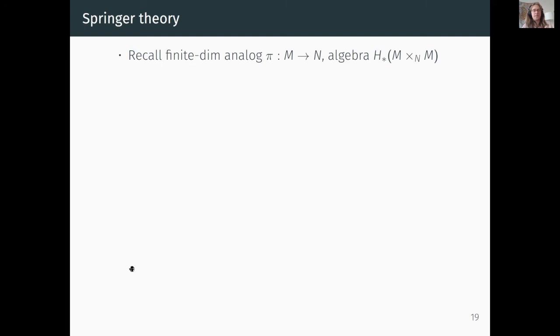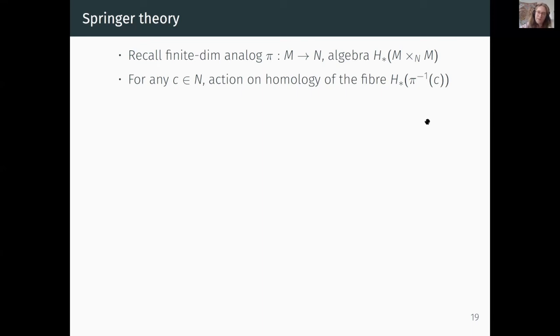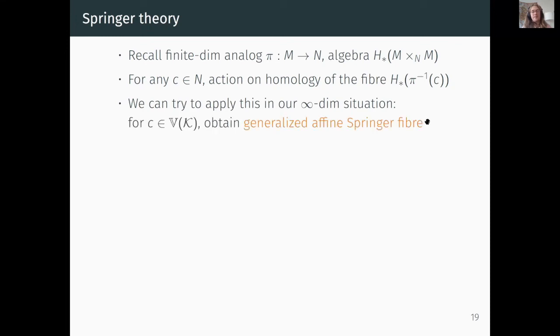So let's just recall this finite dimensional analogy that I mentioned. Again, we look at this Chriss-Ginzburg book. There's some smooth variety, we have a proper map, we get this algebra. There's a general recipe, which is the Springer theory. You could say you just take the fibers of this map and this algebra will act on them. This is how you build the Springer representations, for example, in some specific choices. And what you can ask is, can we apply this in our infinite dimensional situation? I'll just say the answer.